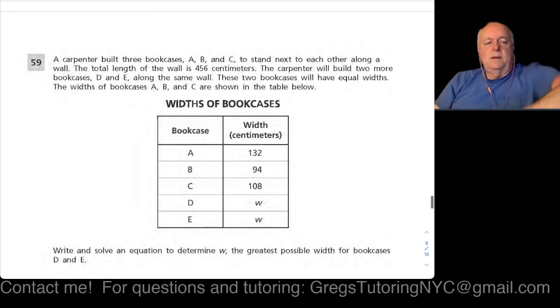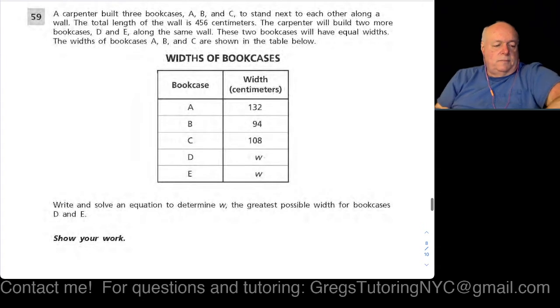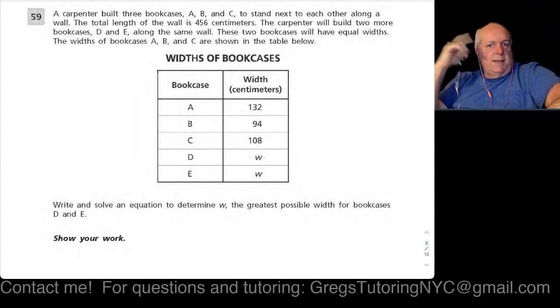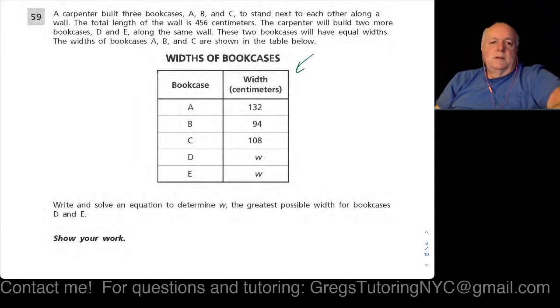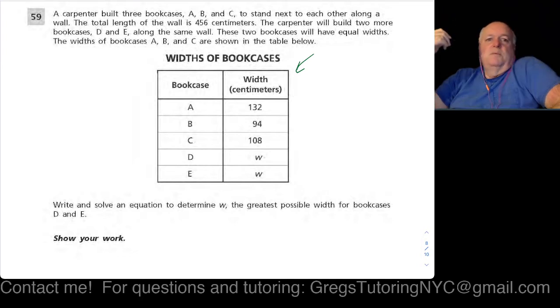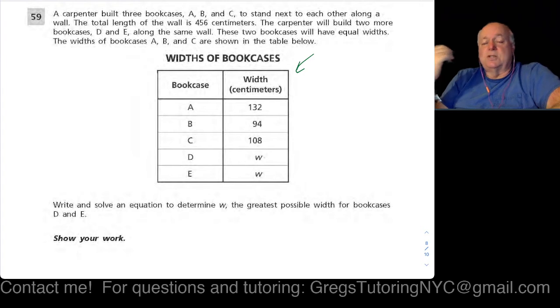Okay, 59. Let's see. I like to look at the illustration first. You guys get that hint? I say that every time. This way you get some understanding of what's going on, and when you get to the words, you're reinforcing some of your previous understandings from looking at the illustration.